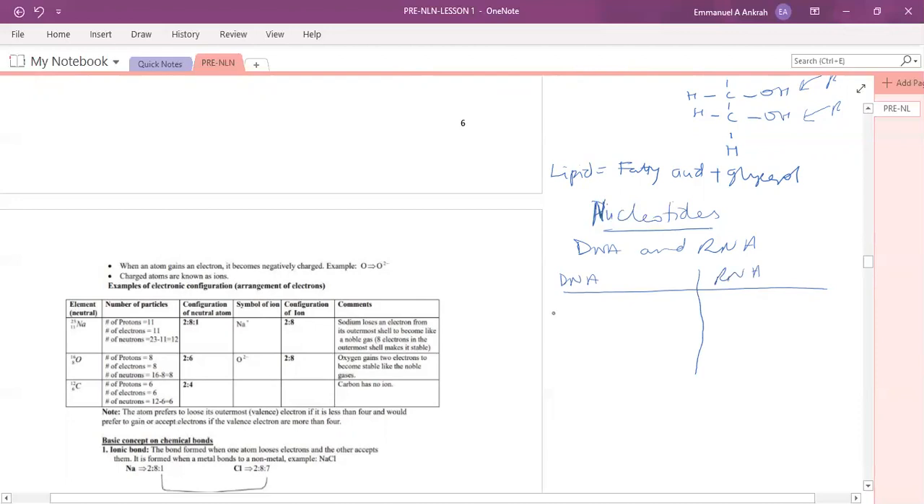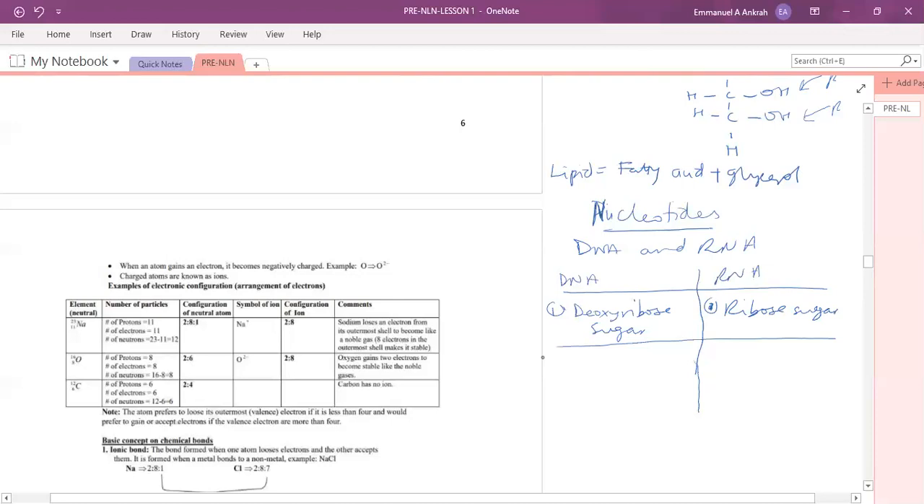Now, all of them contain a 5-carbon sugar. And for DNA, it's called the deoxyribose sugar. And then for RNA, it's called the ribose sugar. That's where the names come from. Ribose sugar, R, and D deoxyribose. So that's the sugar molecule in each of them.